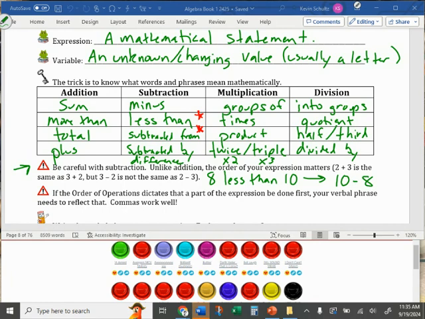Same thing with subtracted from. 8 subtracted from 10 means you're starting with 10 and taking 8 away from that. That's going to be 10 minus 8. Whereas 8 subtracted by 10 would mean 8 minus 10. So with less than and subtracted from, the order in which it's written verbally is the opposite order of what's going to be mathematically. I guarantee you there's going to be one like that on the test, where I use that phrase less than, just to see if you're paying attention. Okay? Good? Enough for now? We'll see. Okay, here we go.